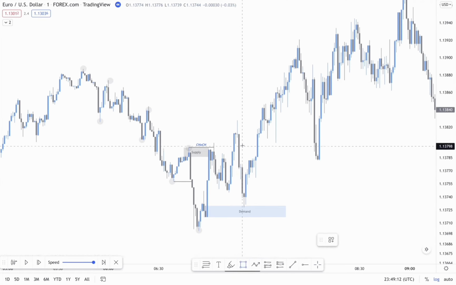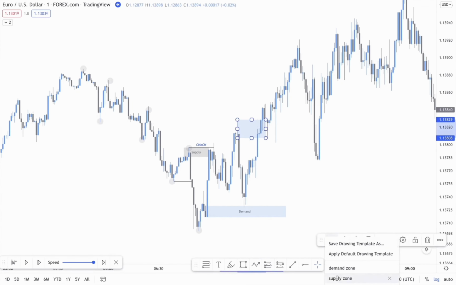Okay, so now we want this supply zone here to be broken to cause the flip. Now the flip confirms to us that the direction is changing. And now as you can see here, price comes down, tapping into this demand zone, coming back up, trading straight through the supply zone here, causing the flip. Let me mark that out.